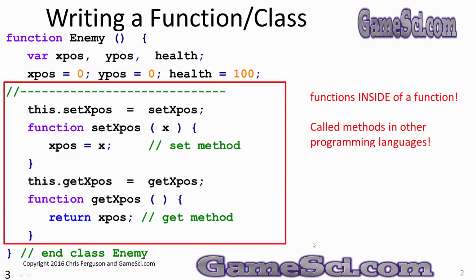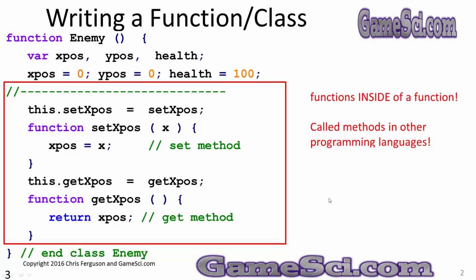Objects also have functions. And let's be clear here. This red box here, notice these functions are entirely inside our special function or class enemy. Inside an enemy, between these curly braces, we're building other functions. Other languages like Java and C#, these are called methods. And method is sort of an object-oriented term which basically says this is a function that's part of an object. Normal functions that aren't part of an object, we call them functions.